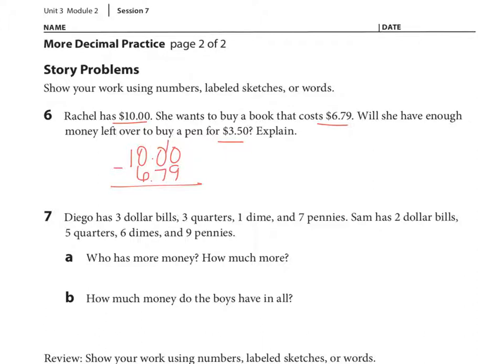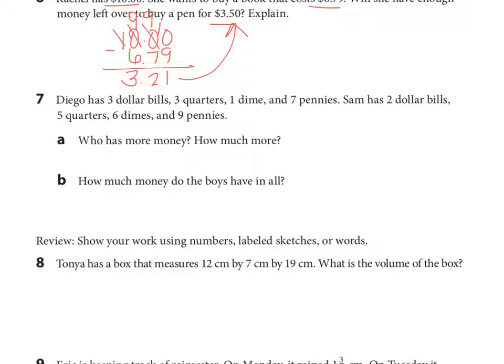So I'm going to borrow here. 10 minus 9 is 1. 9 minus 7 is 2. 9 minus 6 is 3. $3.21. Does she have enough to buy the pen for $3.50? The answer would be no, because she only has $3.21 change. And you're going to go ahead and write that.